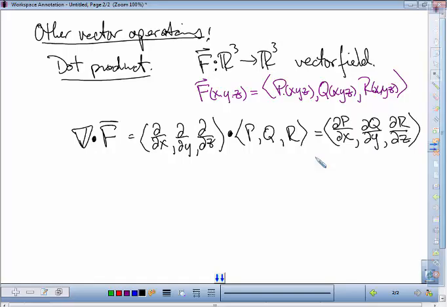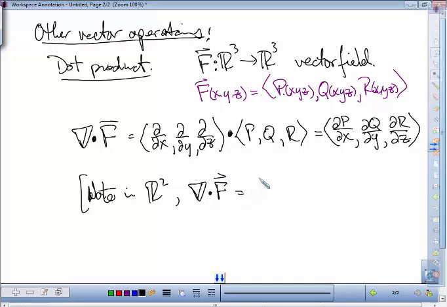And if you have 2 dimensions, then all that means is that the 3rd dimension isn't there. So just a little note, if you were in R2, your vector field was 2-dimensional, then this is just partial of P with respect to x, partial of Q with respect to y.